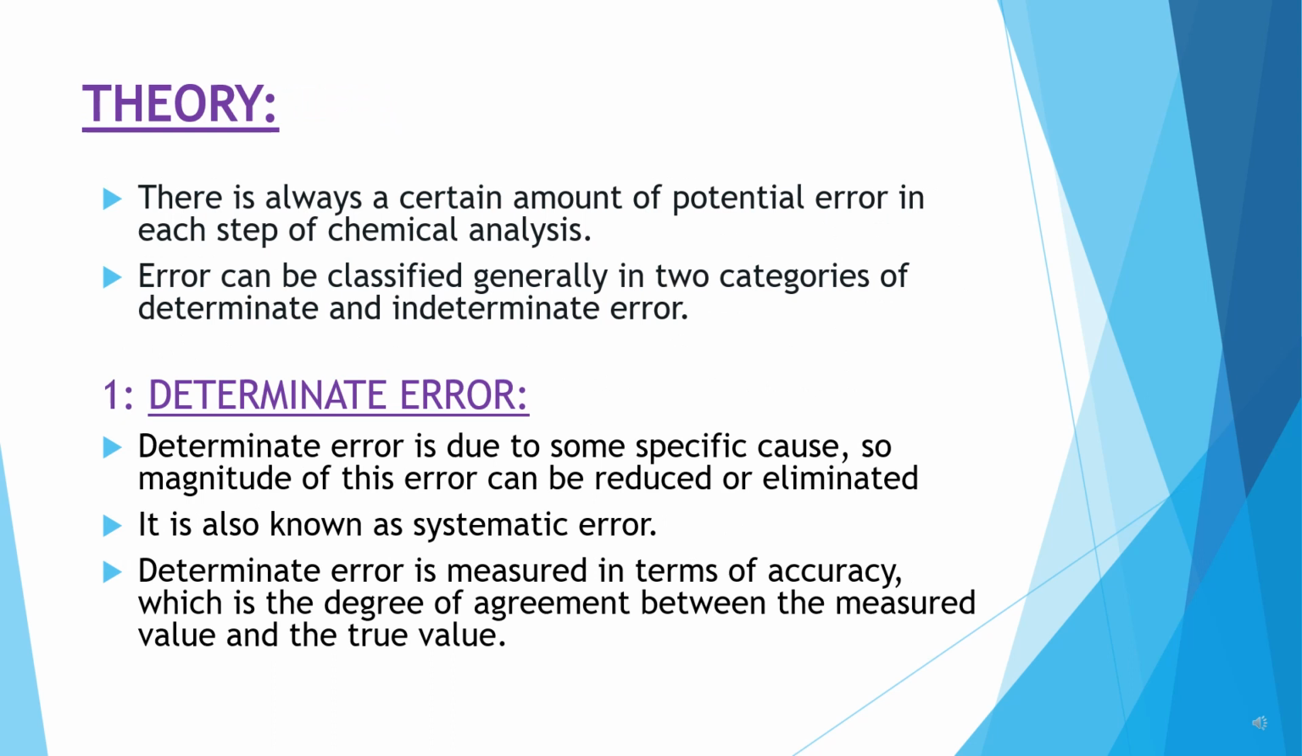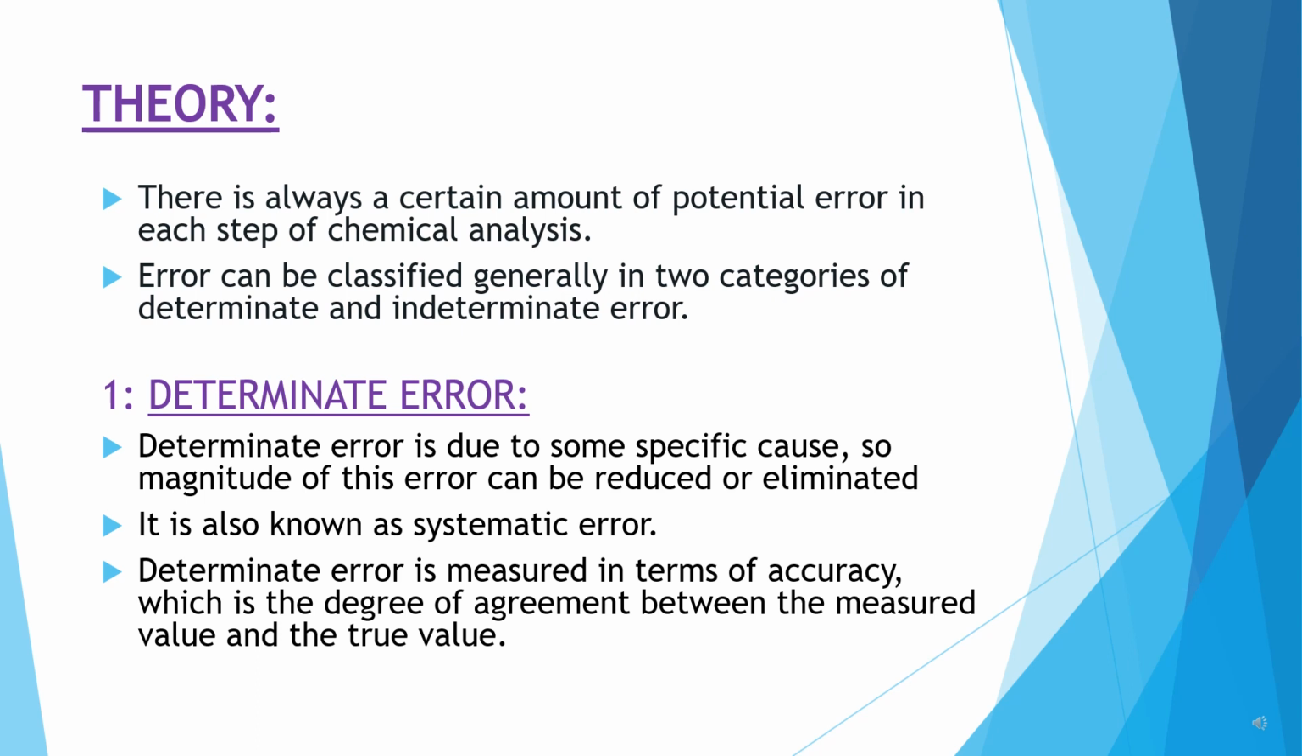Theory. There is always a certain amount of potential error in each step of chemical analysis. Error can be classified generally into categories of determinate and indeterminate error. Determinate error. Determinate error is due to some specific cause, so magnitude of this error can be reduced or eliminated. It is also known as systematic error.